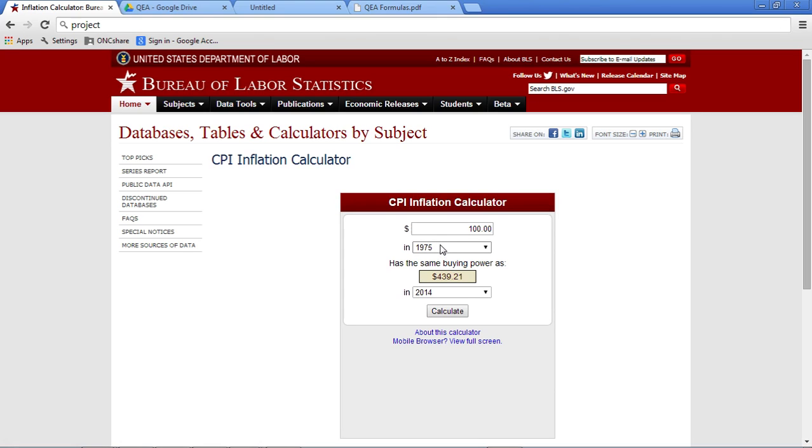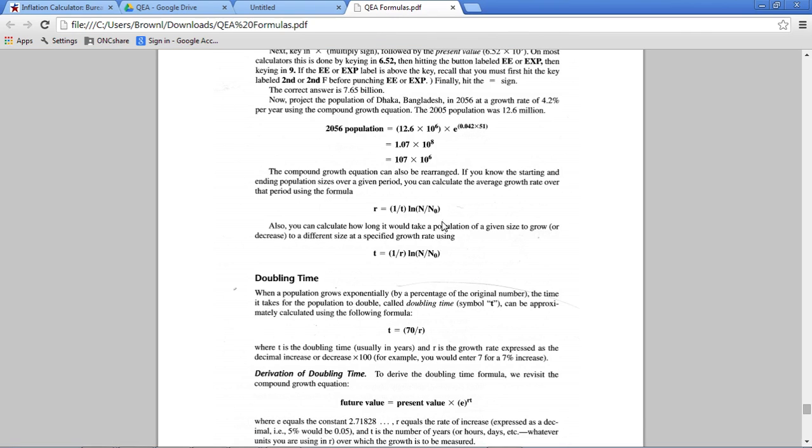So, we have the amount of time between 1975 and 2014, and we have a starting number and an ending number. And if you remember, we've done this before, go to your QEA formulas that you should have in your binder. It's also available on the Google Drive. And on page 33, there is a formula that will tell you how to calculate rate. That's rate is equal to 1 over t times the natural log of the end number over the present value, or the future value over the present value.